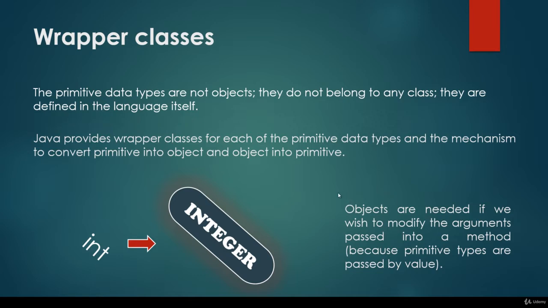So the answer is that objects are needed if we wish to modify the arguments passed into a method, because primitive types are passed by value. So this is why sometimes it is useful to convert primitive data types to objects and objects to primitive types.